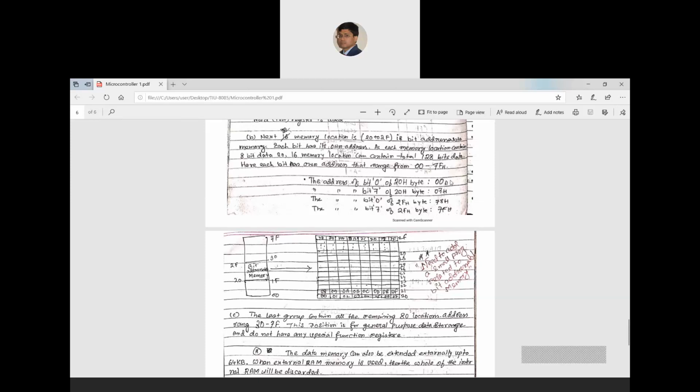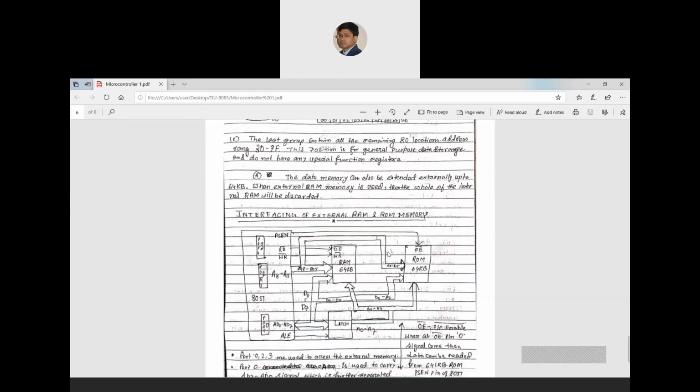20h to 2Fh is also a memory location. So to differentiate, I am saying this is a segment memory location. All of these are actually a single segment. 2F is a segment location, 29, 28, like this, and in that segment you have 8-bit locations. Each and every bit has a different address. So this is the architecture.